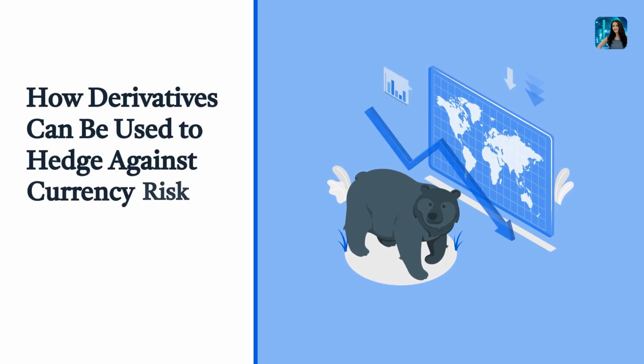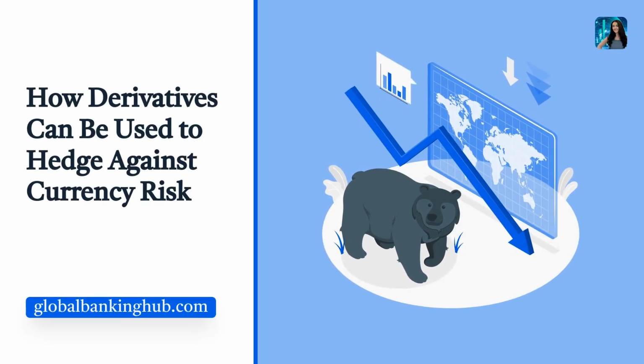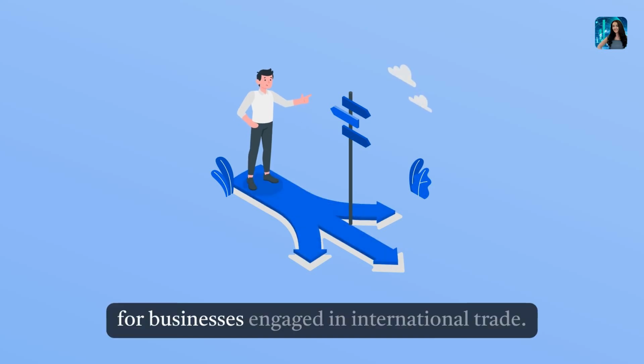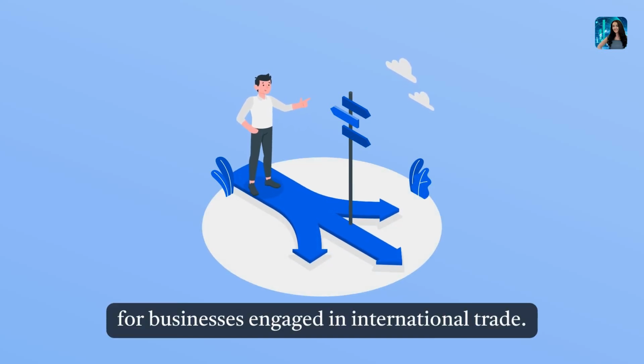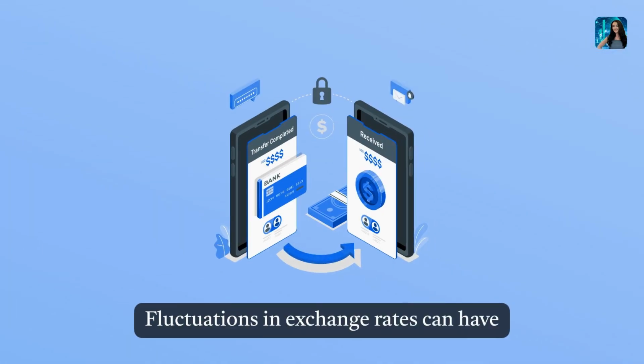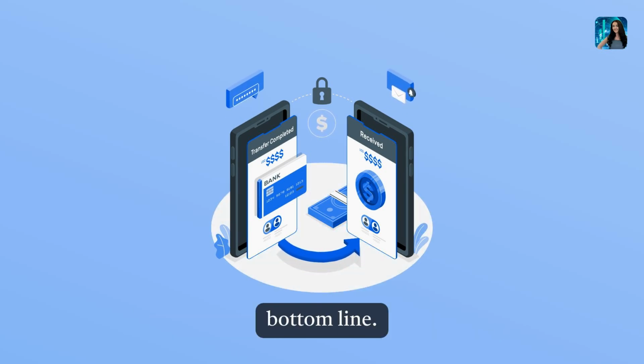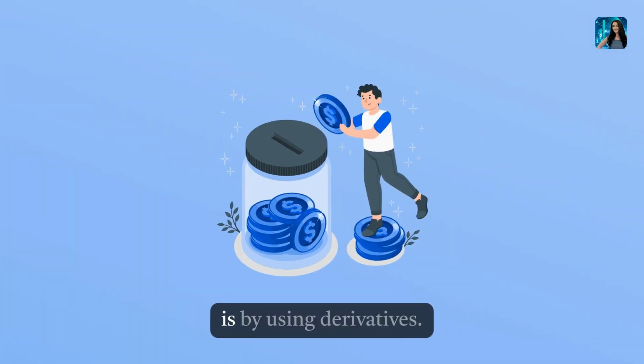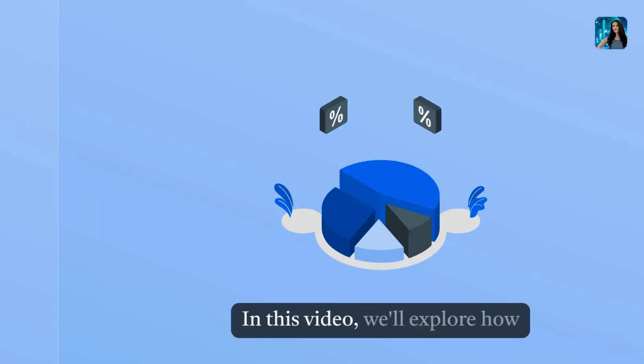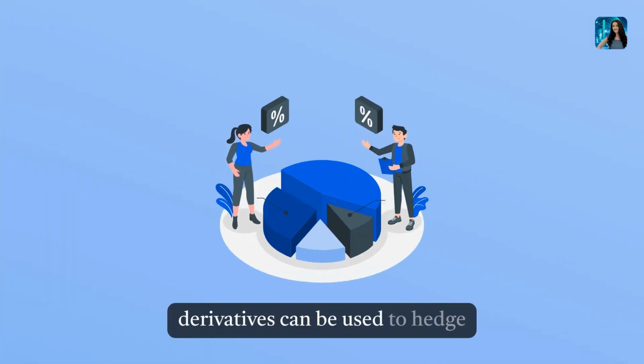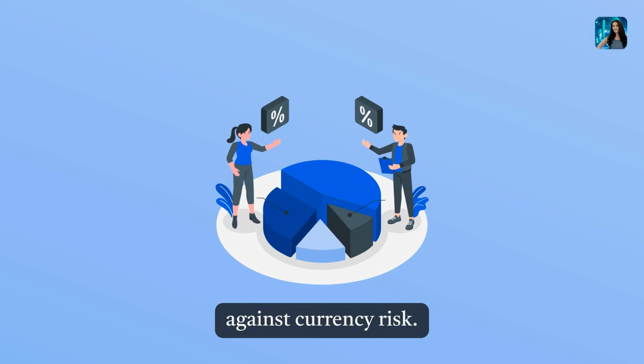How derivatives can be used to hedge against currency risk. Currency risk is a major concern for businesses engaged in international trade. Fluctuations in exchange rates can have a significant impact on a company's bottom line. One way to manage this risk is by using derivatives. In this video, we'll explore how derivatives can be used to hedge against currency risk.